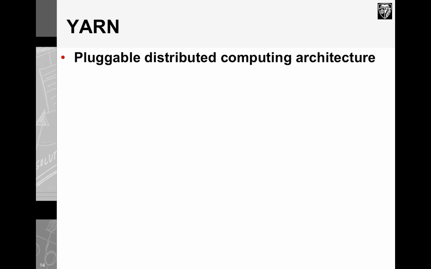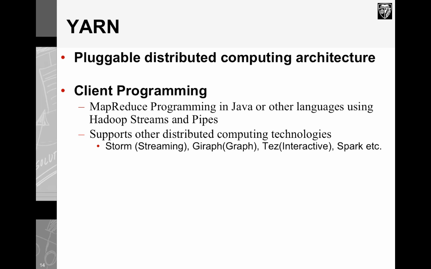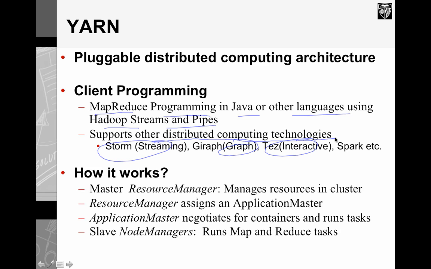So what is Yarn? Yarn is a pluggable distributed computing architecture. The client programming model is that you can write MapReduce programs in Java or other languages using Hadoop streams or pipes. It also supports other distributed computing technologies we talked about, like Storm and Giraph and Tez. So rather than writing low-level MapReduce jobs, you can use some of these interactive or scripting languages.